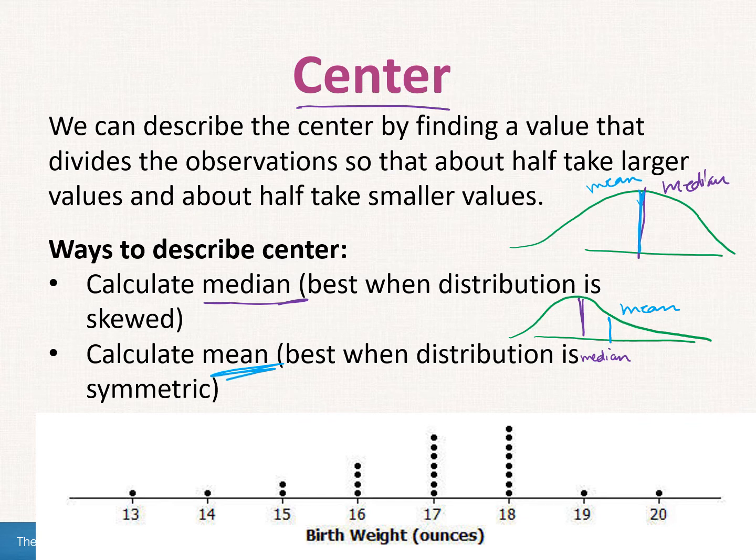So when we have a distribution that's skewed, it's best to talk about the median because that's not as easily changed. When we've got a roughly symmetric distribution, we want to talk about the mean because the mean, as an average of all the values, is a little bit more helpful in most cases.